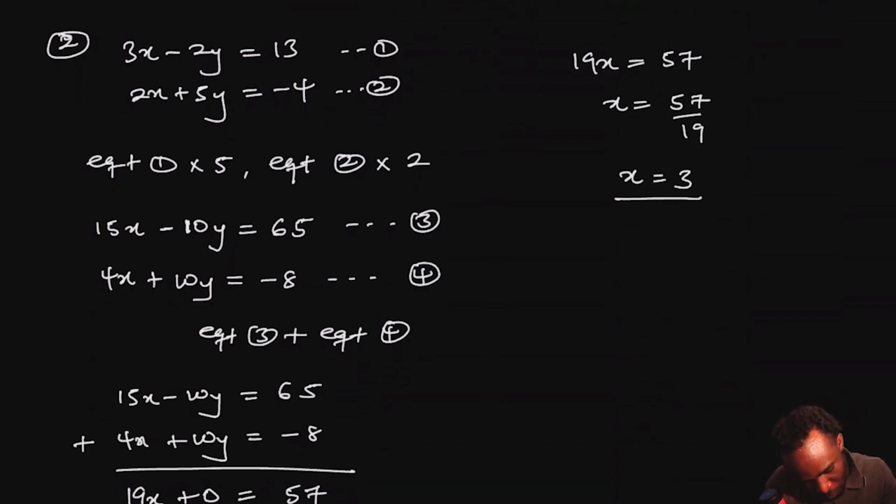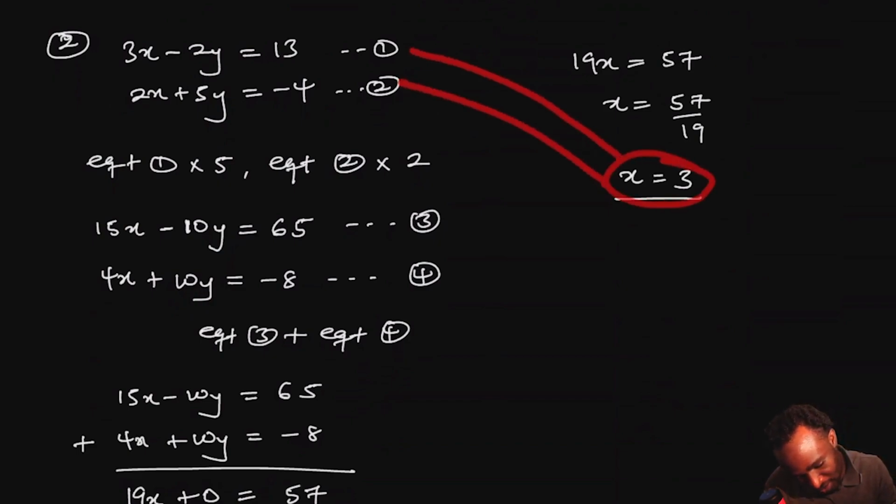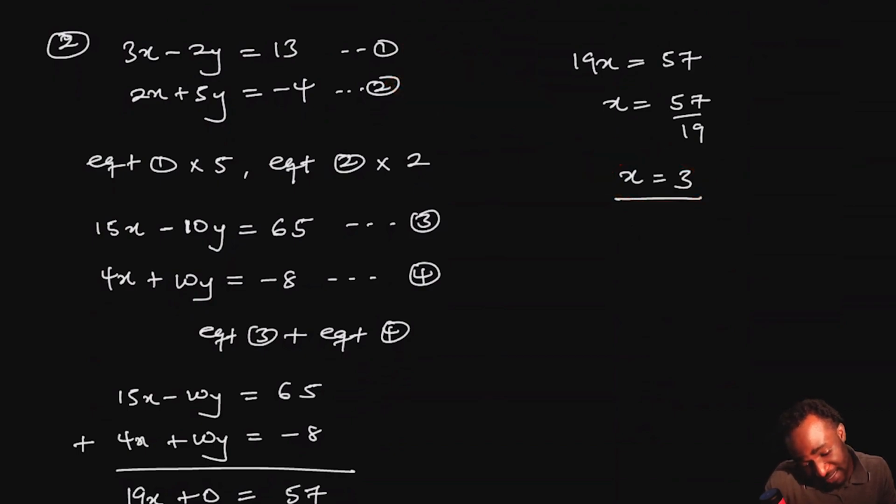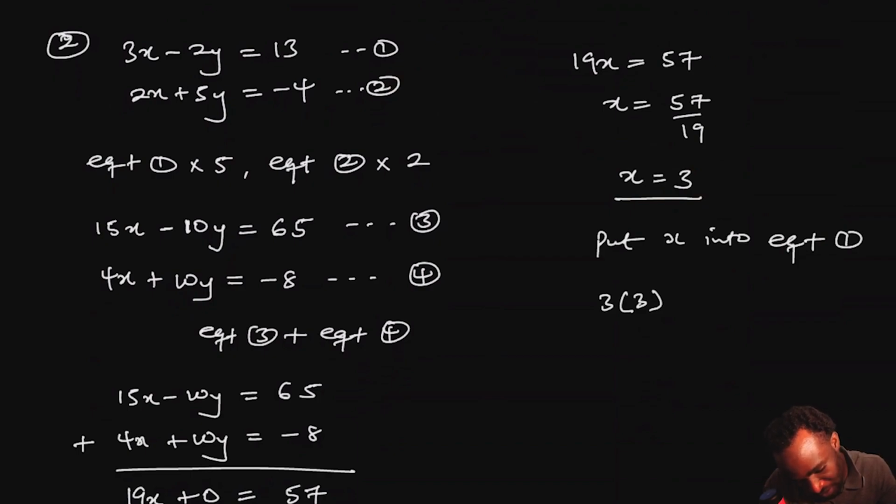What do we do next? We can then input this value of 3 into any of these equations. In my case, I'm just going to select equation 1. So put x into equation 1, and I know the value of x is 3. In equation 1, I'm just repeating this, but inputting the value of x. So 3 into bracket 3, then minus 2y is equal to 13. And then this becomes 9 minus 2y is equal to 13.